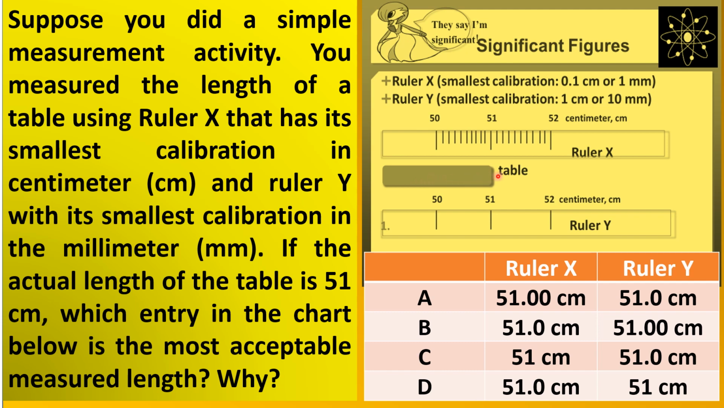And the length of the table measured, supposing this is the table, it's understood that the measurement of the length of this table started from 0. The left edge of the table is exactly aligned at the 0 centimeter mark. And this is the other end of the table, whose exact length is given as 51 centimeters. So we are asked to determine which among the four choices A, B, C, and D gives the most acceptable measured length of the table using ruler X and ruler Y.